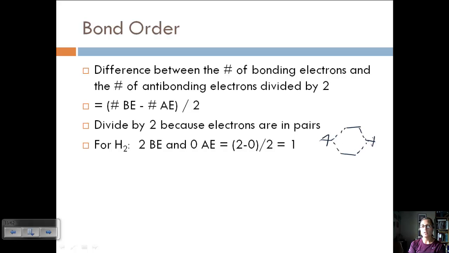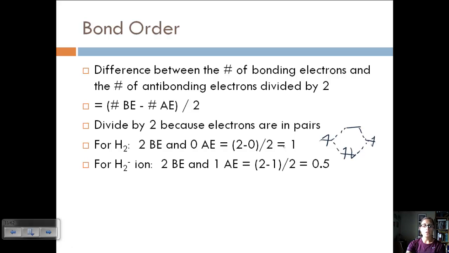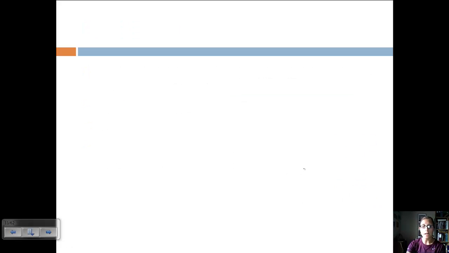We had 1 donated from each, and then both went into the bonding orbital, none into the antibonding. And so we had 2 minus 0 over 2, and that gave us a bond order of 1. For the H2- ion, we had 2 from the H-, 1 from the H, 2 filled the bonding, 1 filled the antibonding. So we had 2 minus 1, so 1 over 2, that gave us 0.5.